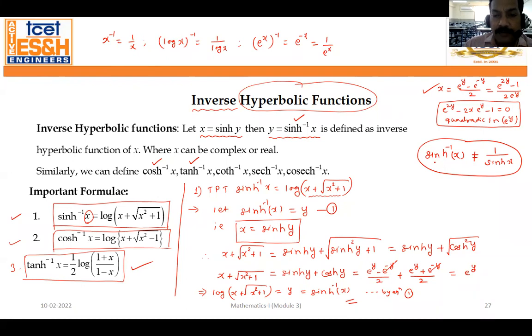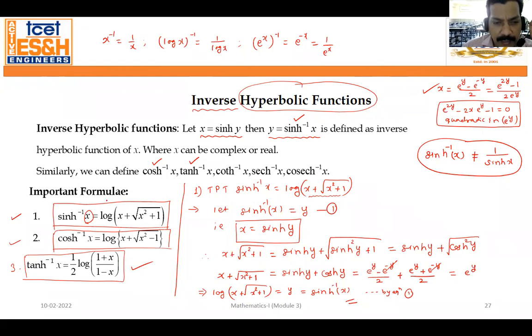So for an inverse hyperbolic, they have the specific definition. Now, what is the definition? Sin hyperbolic inverse of x is defined as log of x plus root of x square plus 1. Look, sin hyperbolic inverse of x is defined as log of x plus root of x square plus 1. Does this remind you of something?